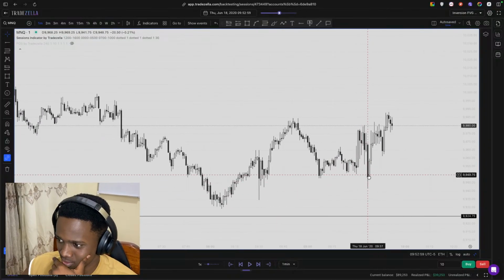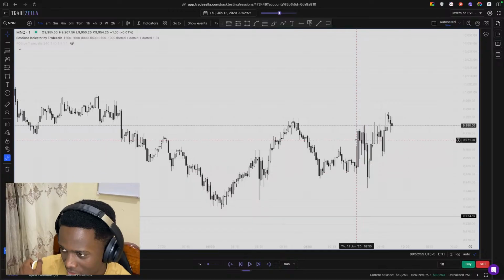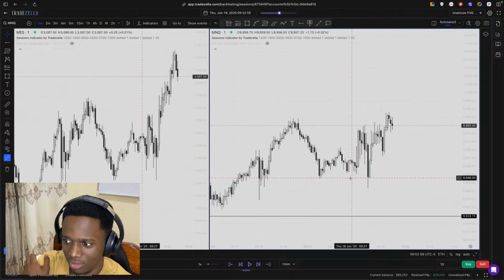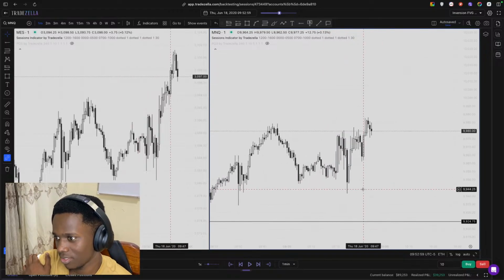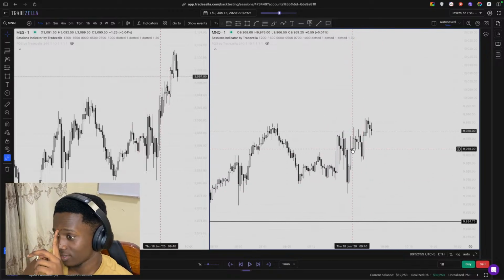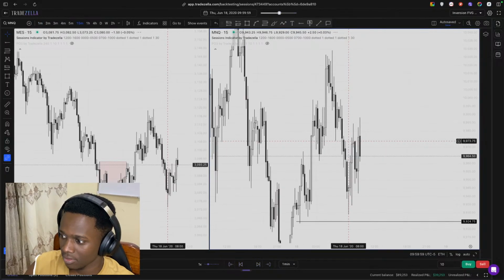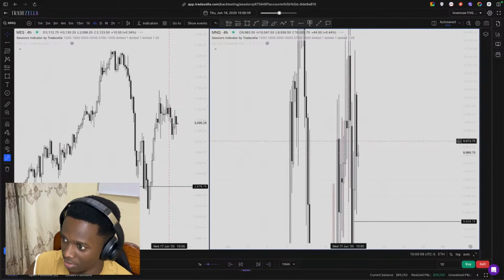But as you can see, the open wasn't that strong, but then later price ran this low here. I believe it did okay. ES put in an SMT and then reversed here. So maybe that's a confirmation for bullishness, I believe. But it's so choppy here.